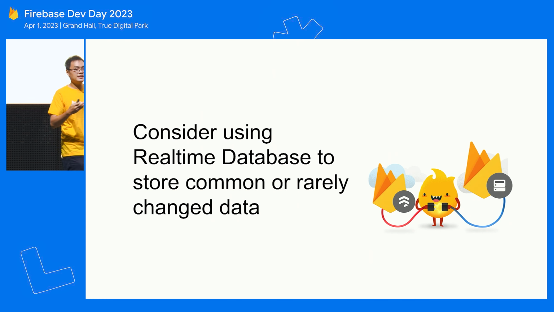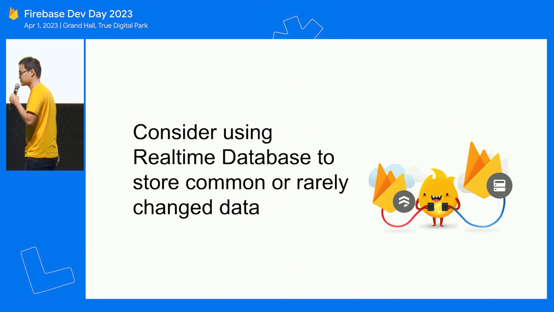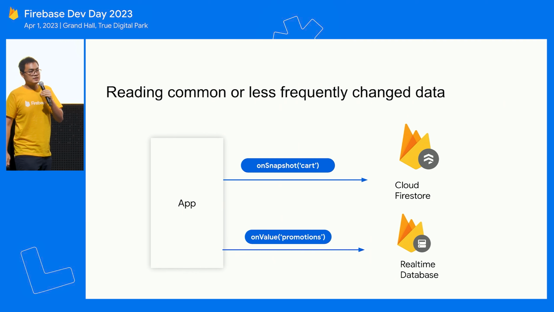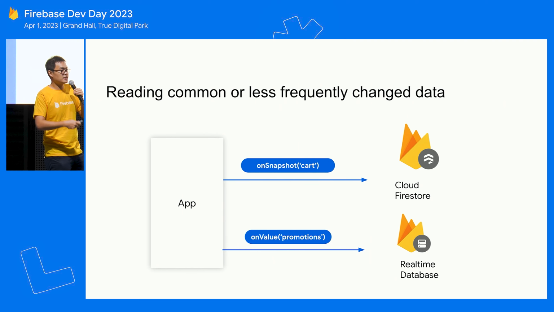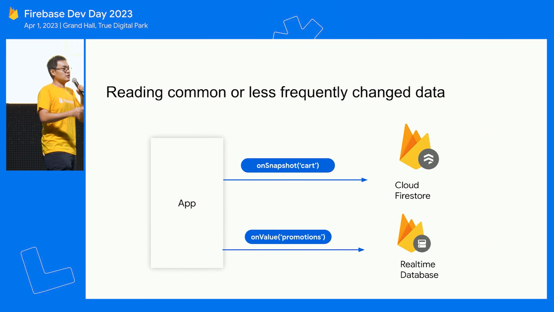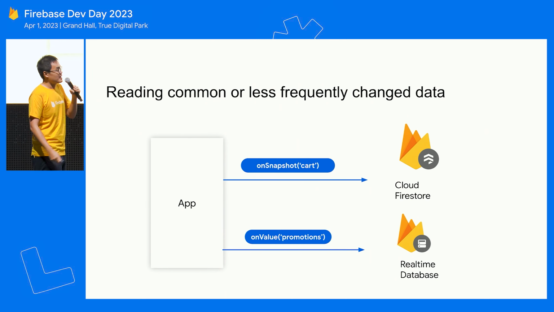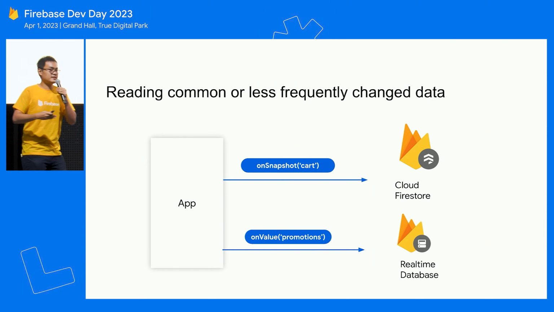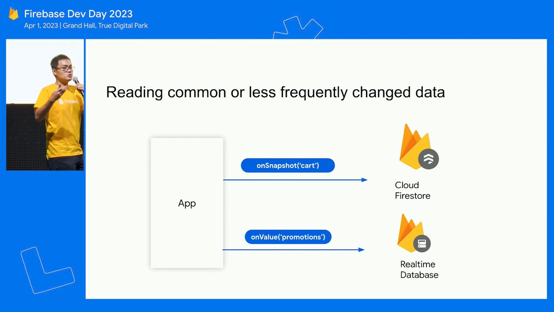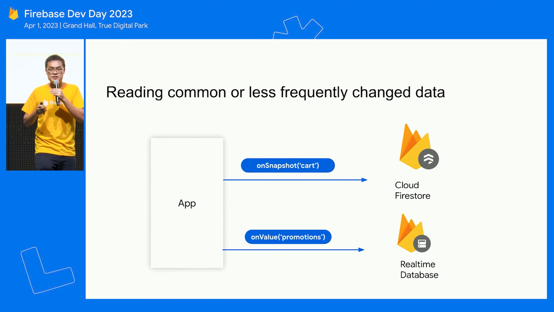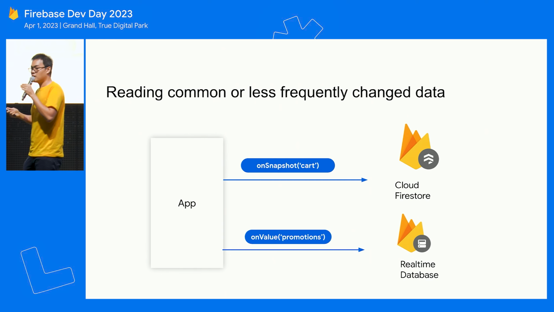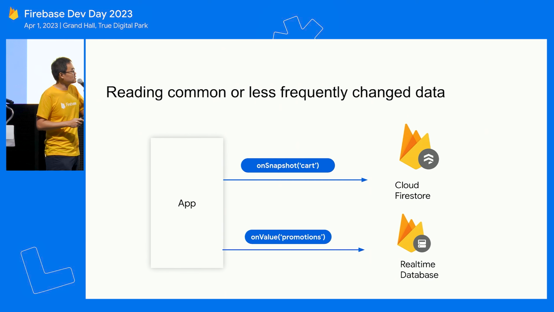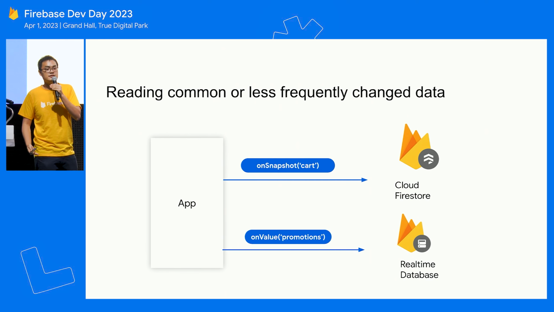Consider using Realtime Database as well as Firestore as part of a hybrid solution. Why do I say this? For example, let's say you're building your e-commerce app, and it has two pages. One is your cart, a list of items you add to the cart, and the other just has promotions. We know that the promotions don't change often, but the cart is something users always interact with. You can split these two sources of data: one on Cloud Storage, one on Realtime Database, and one on Cloud Firestore.